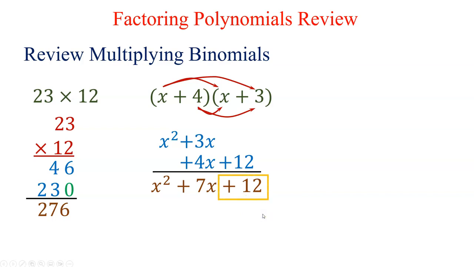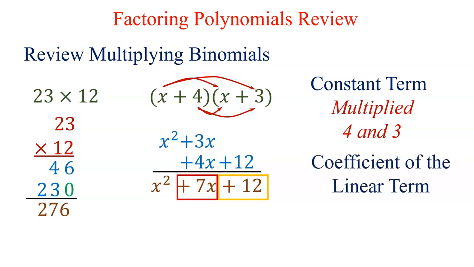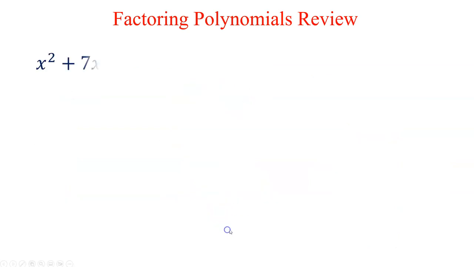So when we look at this and go backwards to help us set up factoring, we'll look at how things were put together. We realize that our constant term, 12, is the result of multiplying the 4 and the 3. And the coefficient of the linear term, 7, we got by putting the same two numbers together: we added the 4 and the 3. So with this as a foundation, we can begin to look at factoring this polynomial.